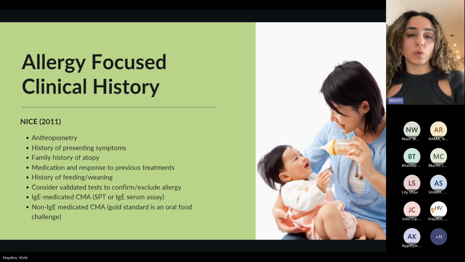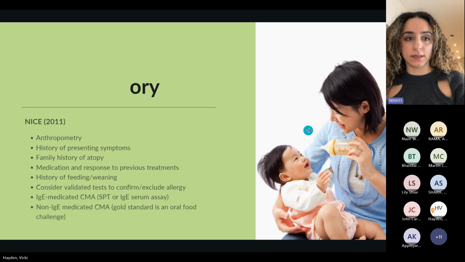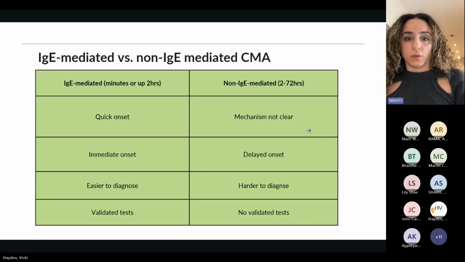But unfortunately, for those with the delayed type of symptoms, which are often confused for being lactose intolerance, these are very difficult to diagnose. The gold standard is an oral food challenge, which we will get to a bit later on. Next slide, please. So the difference between IgE and non-IgE.